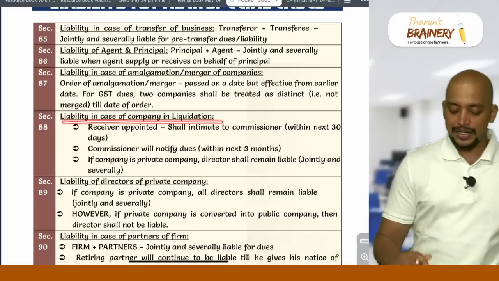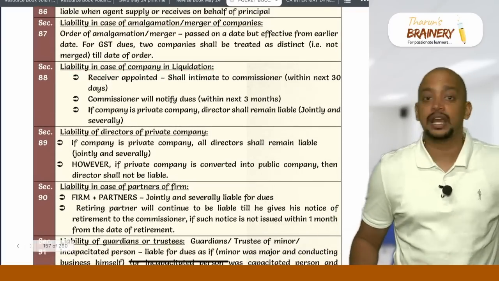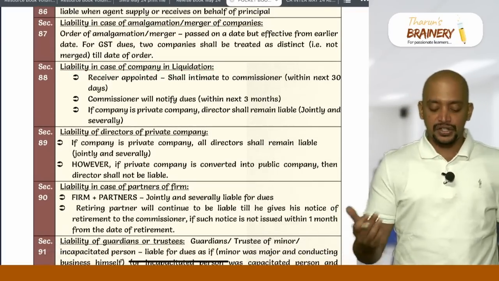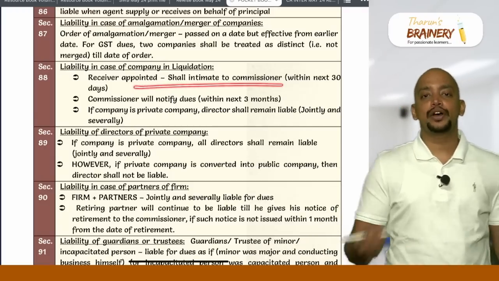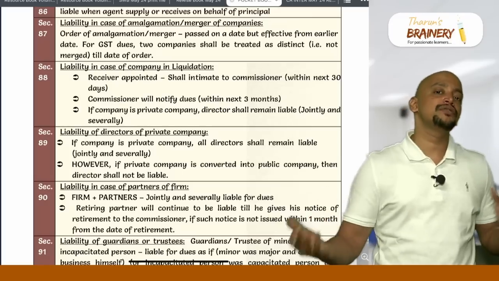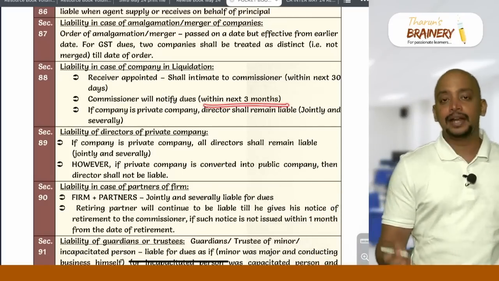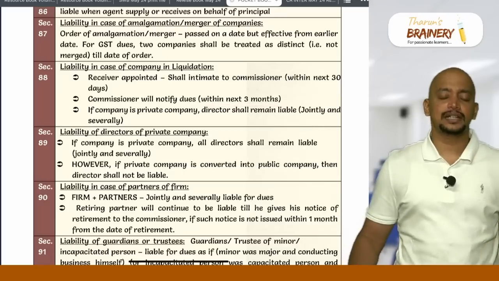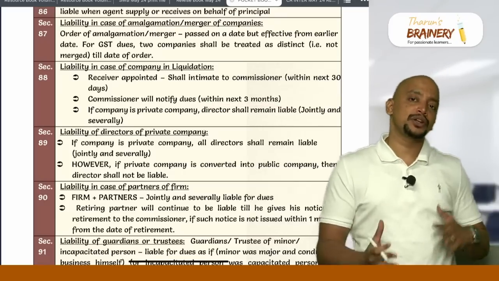Then liability in case of a company in liquidation. Whenever a public limited company is going into liquidation, an official liquidator will be appointed, and that person should intimate his appointment to the commissioner within 30 days after his appointment. The commissioner will notify what the dues against that company are within 3 months, and he needs to consider that amount for the purpose of payment as priority payments. But this is subject to IBC.